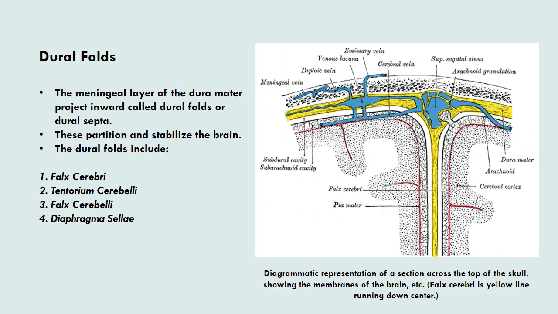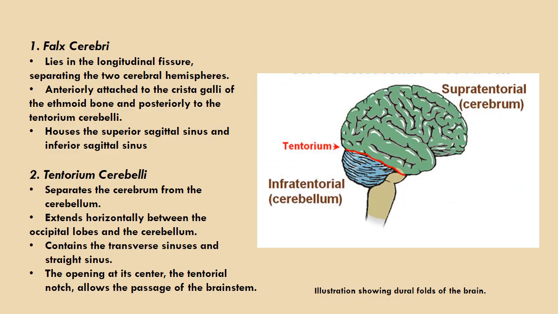Now, the dural folds. The meningeal layer of the dura mater forms specialized inward projections called dural folds or dural septa, which partition and stabilize the brain within the cranial cavity. The major dural folds include falx cerebri, tentorium cerebelli, falx cerebelli, and diaphragma sellae.